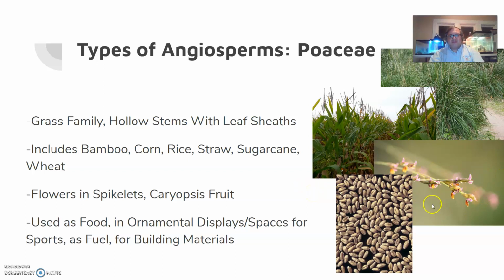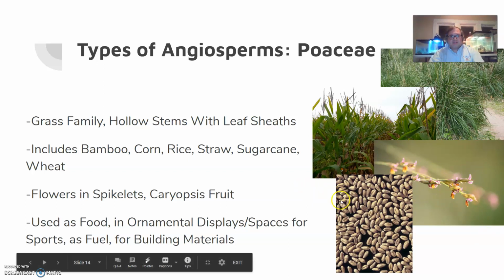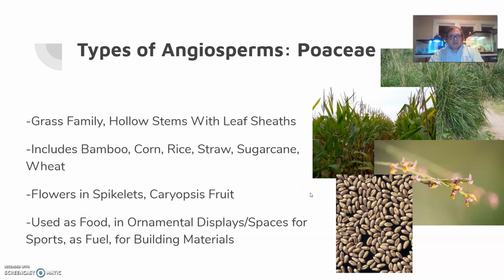The flowers come in spikelet arrangements, like what you're seeing here. And then the technical term for all of the fruit, and again, it only has a single seed within this particular container, but it's a caryopsis fruit, is what we're looking at here.